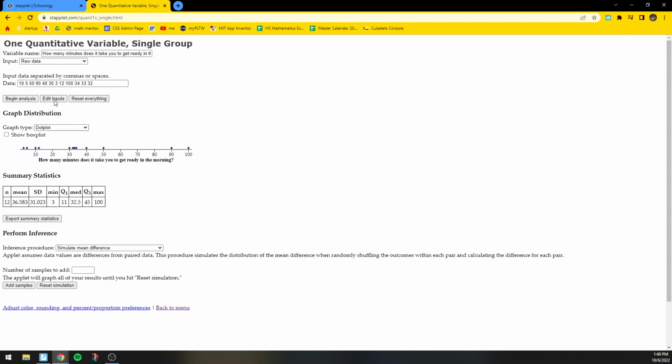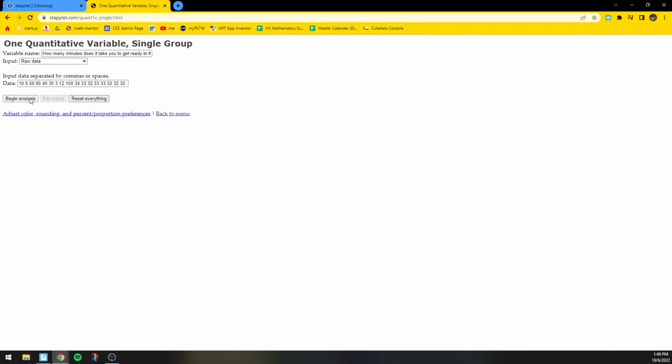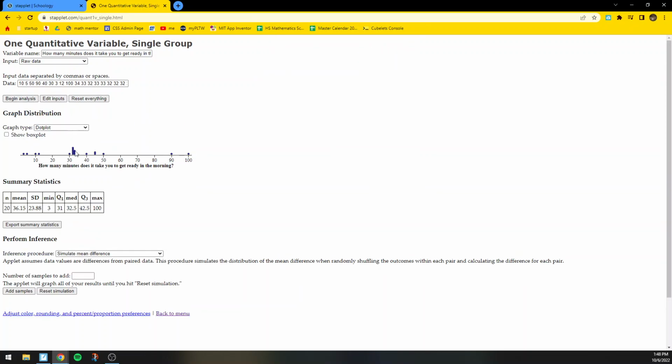And you'll see the very first, you know what? Let me make my data a little bit more helpful. And then I'm going to delete. Okay, so here's my data. And you'll notice it gives us a box plot at the very beginning.